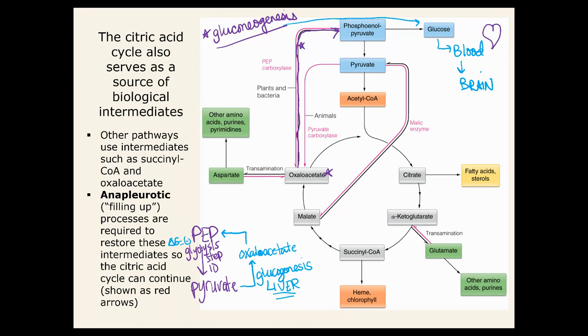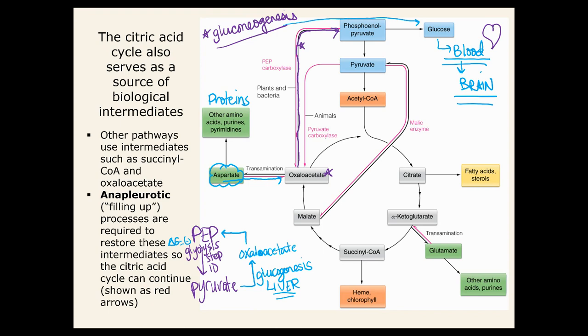Oxaloacetate is also formed from some amino acids like aspartate. So again, if you haven't eaten, if you're in extreme starvation, that's where you're going to start pulling from proteins to make glucose for the brain. So aspartate can be converted to oxaloacetate, which can then go into gluconeogenesis.